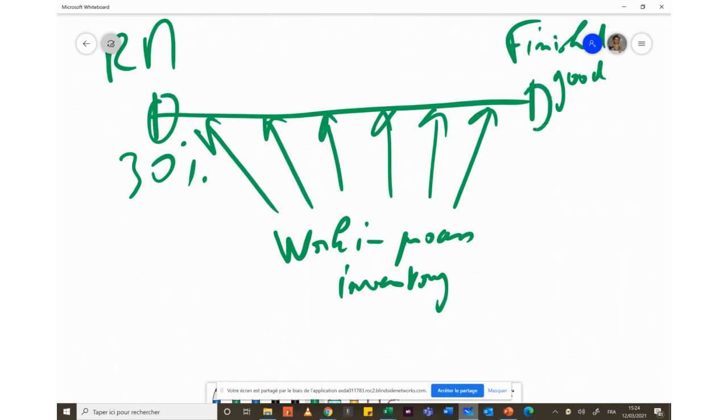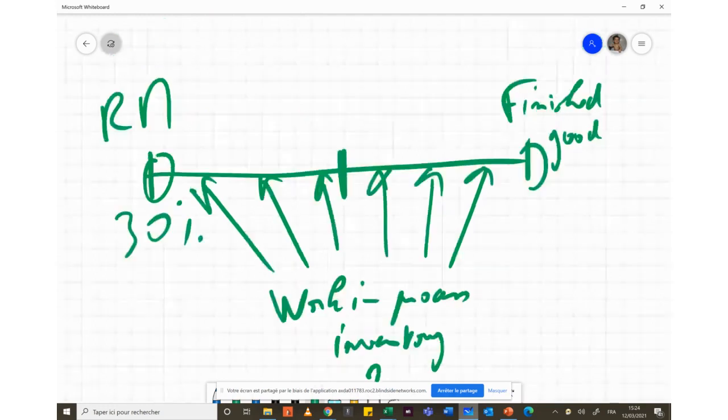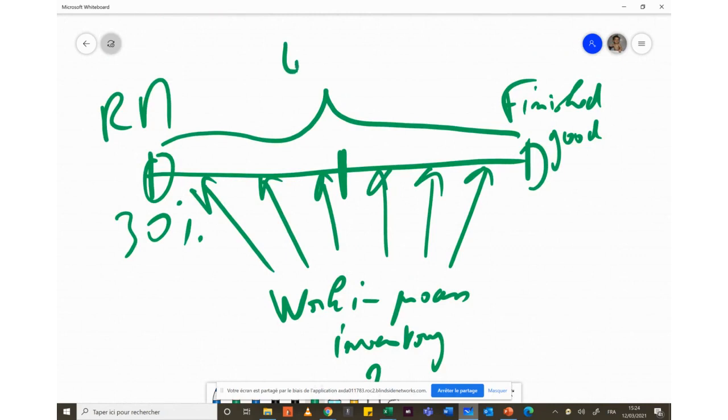But at the end of the period, many products can be not finished. We don't know where the work in progress inventory is. So on average, we suppose it's at the middle of the process. The cost of the manufacturing process is equivalent to 40% of the selling price.